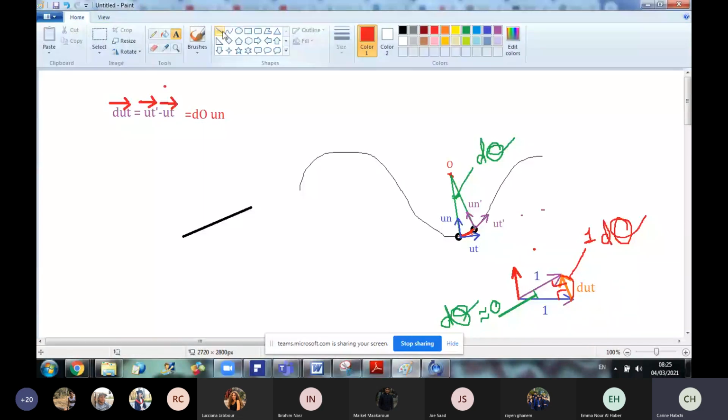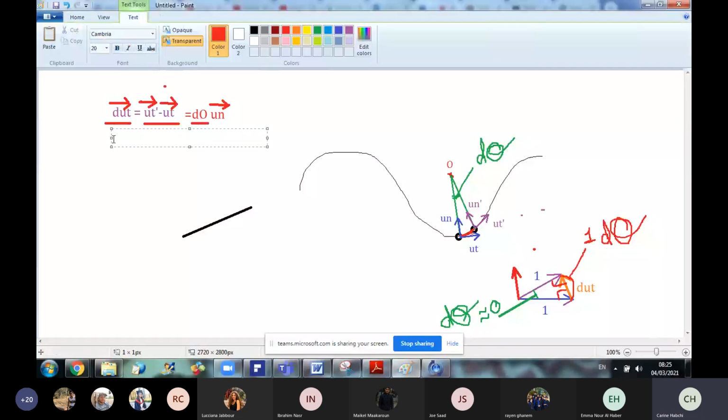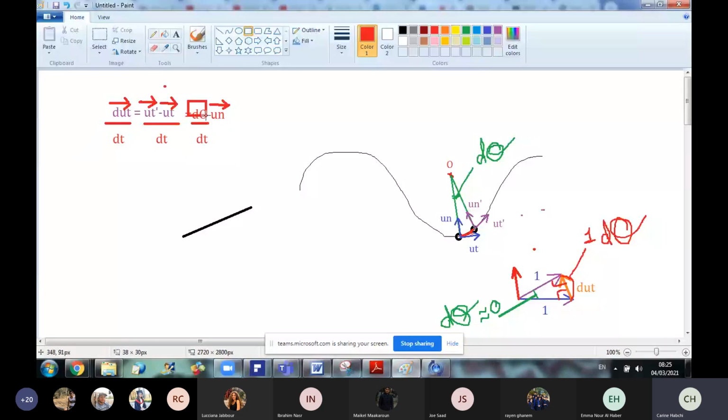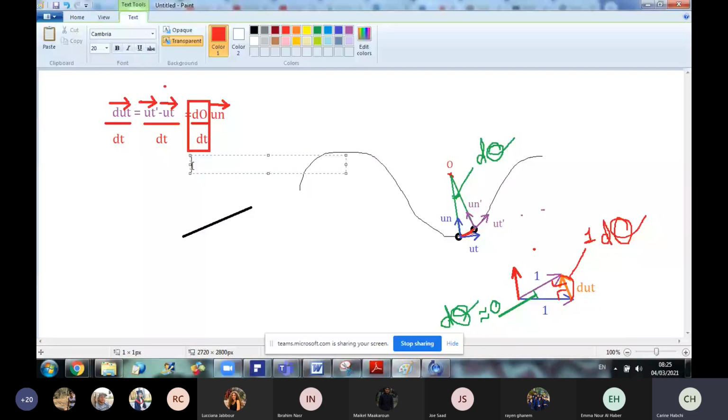Once I obtain this expression, what do I want to find? I want to find dUT by dt, so I should divide this result by dt. If I divide here by dt, here by dt, and here by dt, what do I get? I get that dUT over dt is equal to d theta by dt times UN. Now, what is d theta by dt? This term is called the angular velocity, omega.